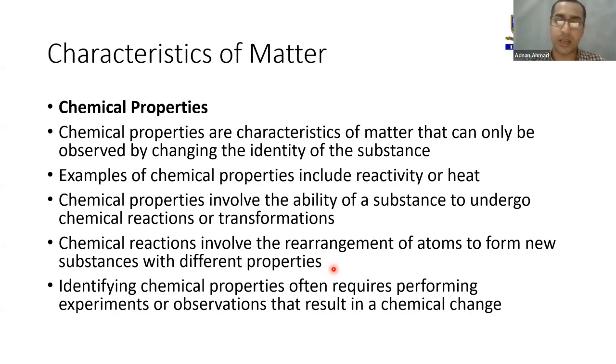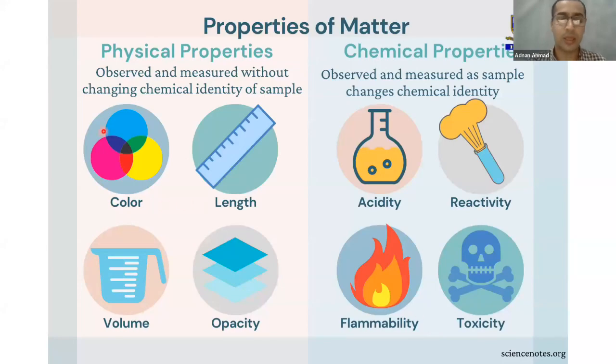It may change its composition, or it may change its state, or maybe both. So these are basically the chemical properties that we see with matter. Identifying chemical properties requires performing experiments or observations that can result in a chemical change. Okay, so for example, what is a physical property? I have this matter, and what's the color of it? This is a physical property.